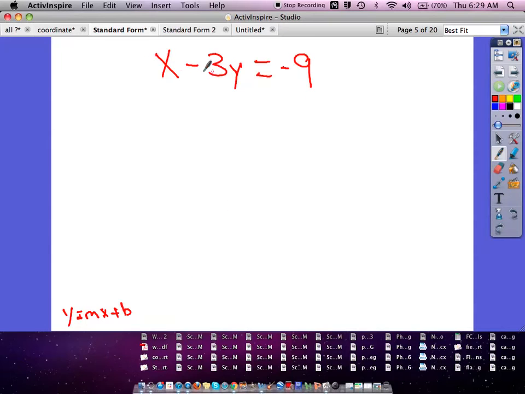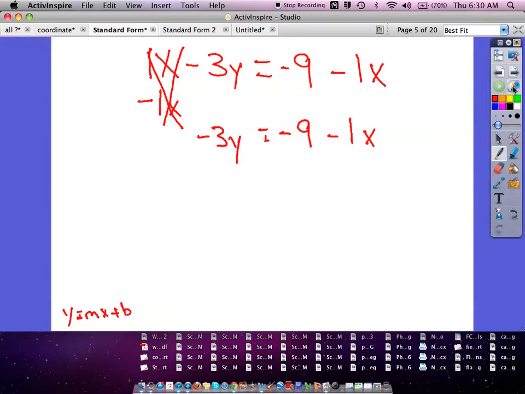So let's start by getting the x on the other side. So let's take a positive x. If you want to stick that 1 in front of there, that would be perfectly fine. So we'll do minus 1x, cancels out. We'll do minus 1x on the other side. Okay, so now we're left with negative 3y equals negative 9 minus 1x.